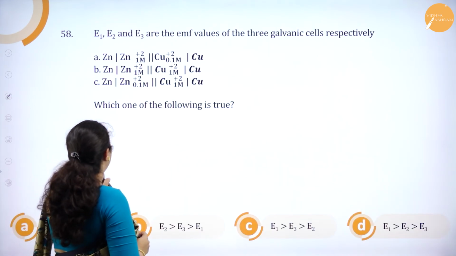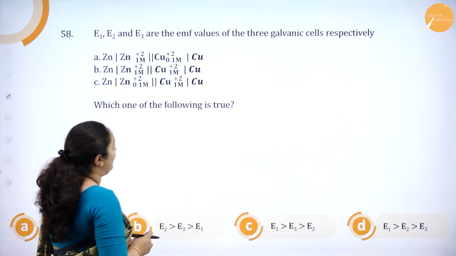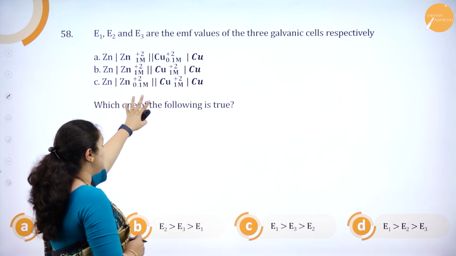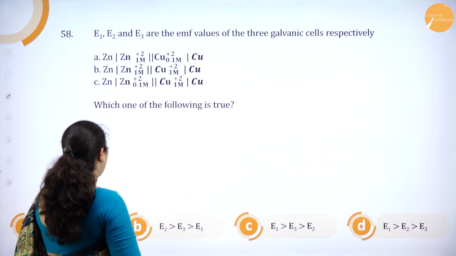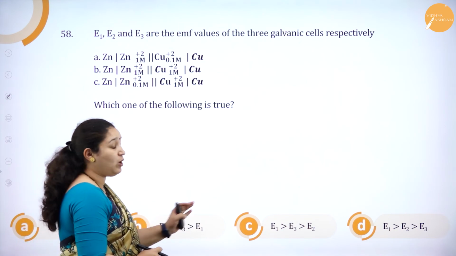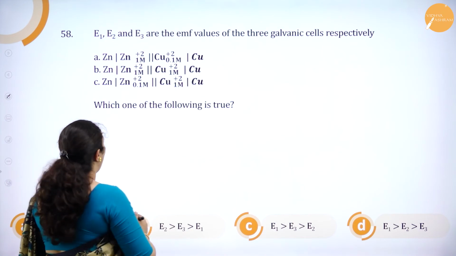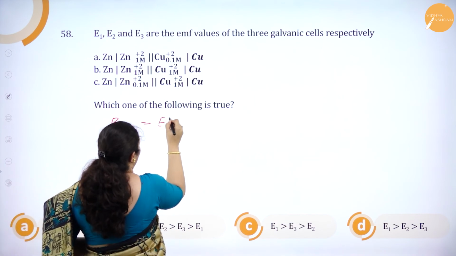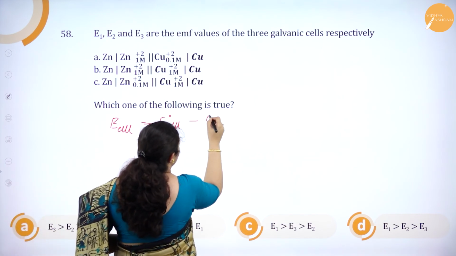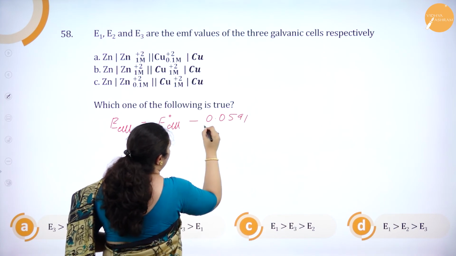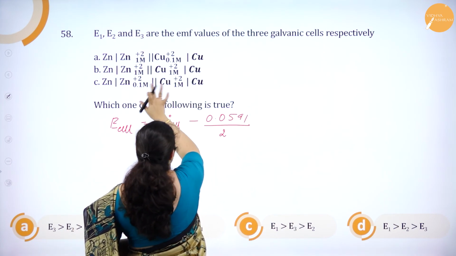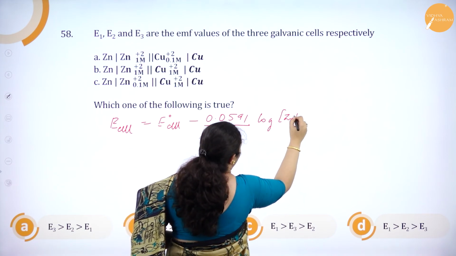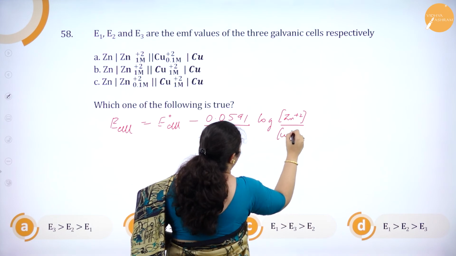58th question. E1, E2, E3 are the EMF values of the 3 galvanic cells respectively. They have given A, B, C, that is 3 galvanic cells. We have to find out which of the following is true, in the proper order. So, what is the formula? It is E cell is equal to E naught of the cell minus 0.0591 divided by 2, because we know it is plus 2 state, so 2 electrons are involved, log of Zn plus 2 by Cu plus 2.